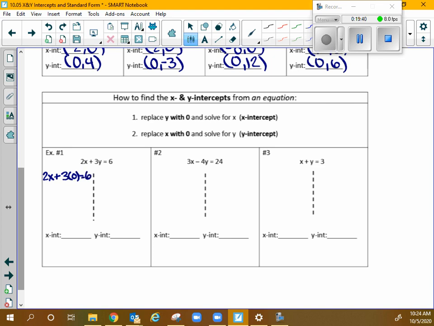and I'm going to solve for x. Well, what's 3 times 0? 0. So 2x equals 6. What's x? 3. So my x-intercept is 3, 0. What would I do to find my y-intercept? The opposite: 2 times 0 plus 3y equals 6. Well, what's 2 times 0? 0. So 3y equals 6. What's y? 2. So my y-intercept is 0, 2.